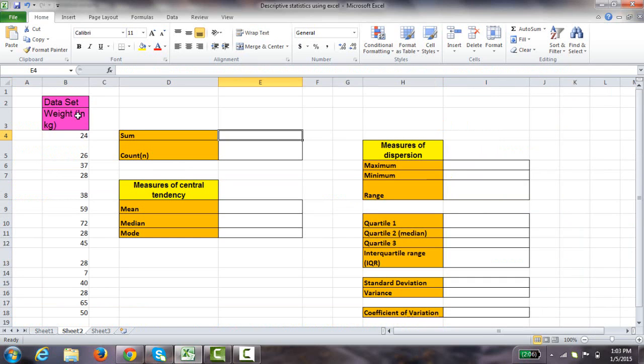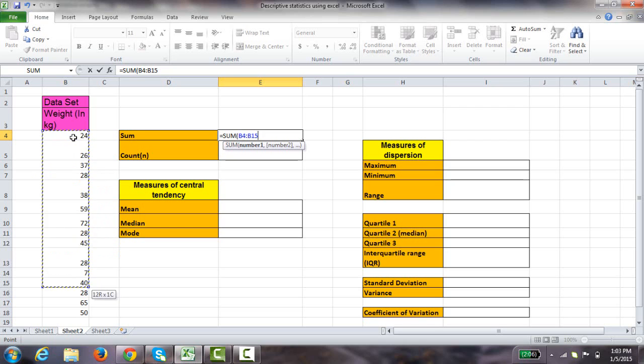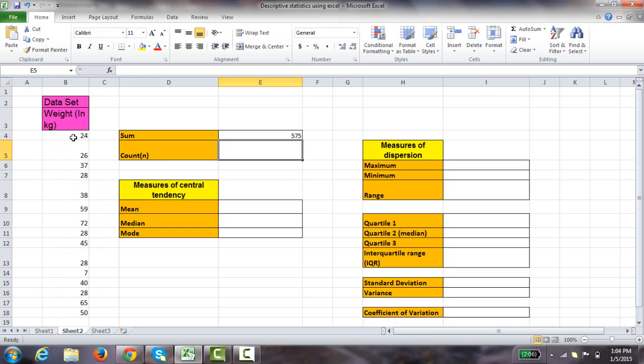Here we have the data set, that is the weight of some people from the population. Now we will first calculate the sum of these values. In order to do so, Excel has a specific function which is equal to sum, then we highlight all the sample observations and press enter. We will get the sum of all these sample observations, which is 575.